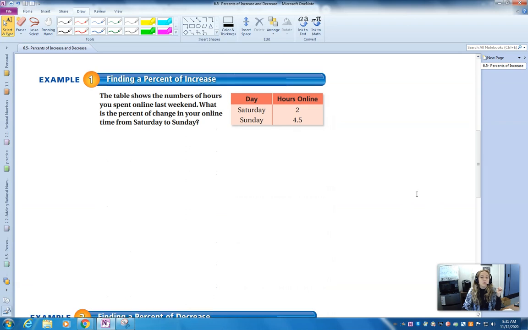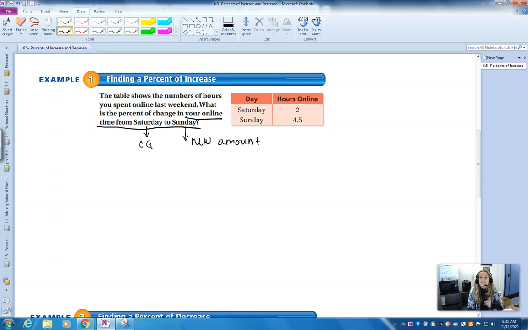Okay, so example 1, finding a percent of increase. It says the table shows the numbers of hours you spent online last weekend. What is the percent of change in your online time from Saturday to Sunday? It gives you a table. So we are looking for the percent of change in your online time from Saturday to Sunday. Saturday is where you start, so that's the OG, and Sunday is the new amount.